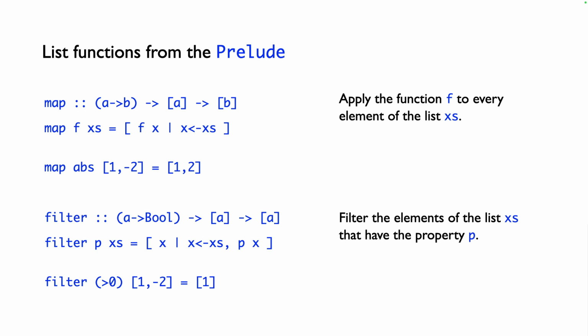So map transforms everything, and it's the transformation part of a list comprehension. Filter chooses some elements, and that's the filtering part of a list comprehension.